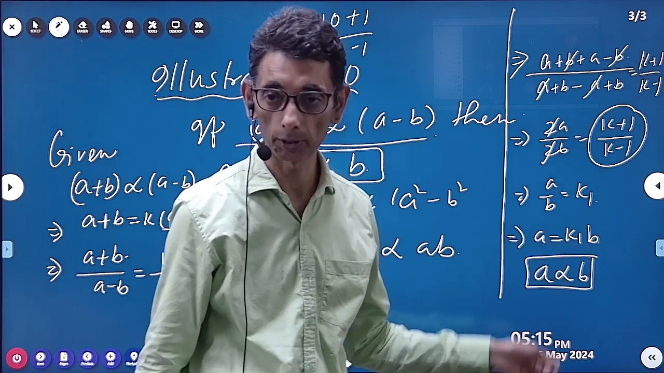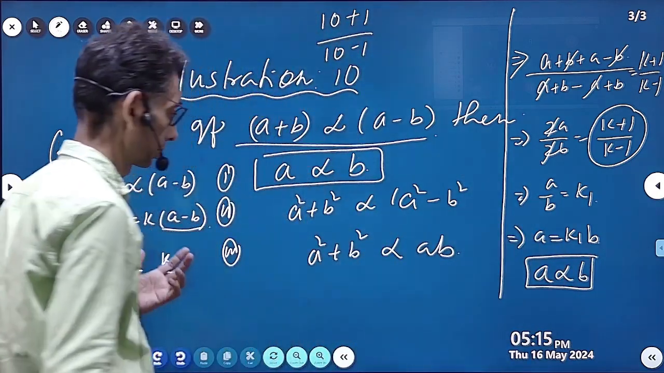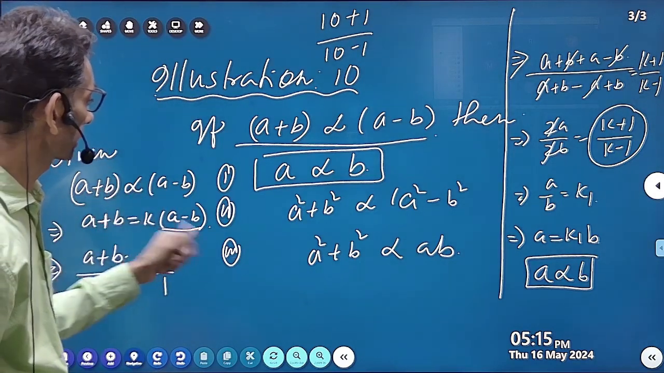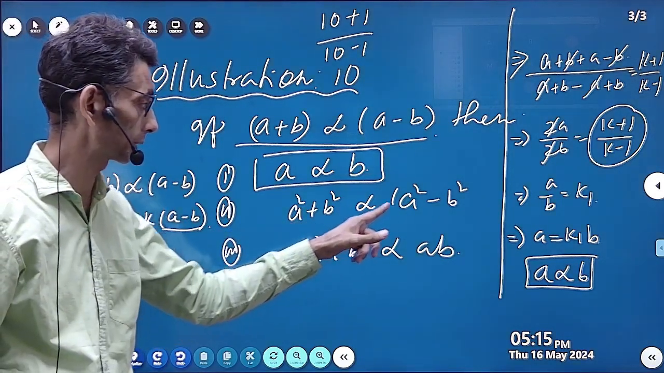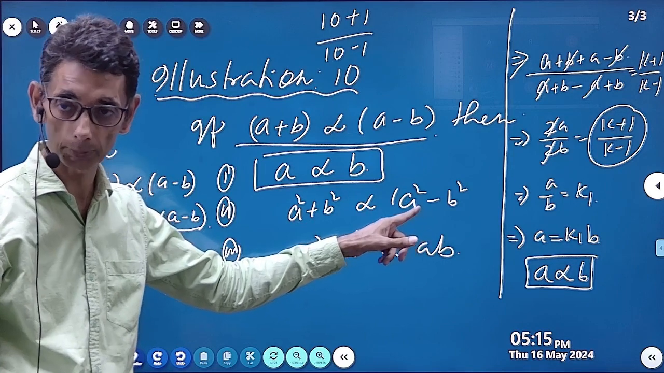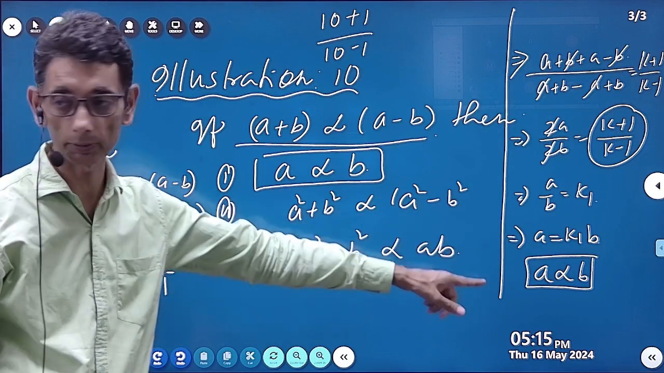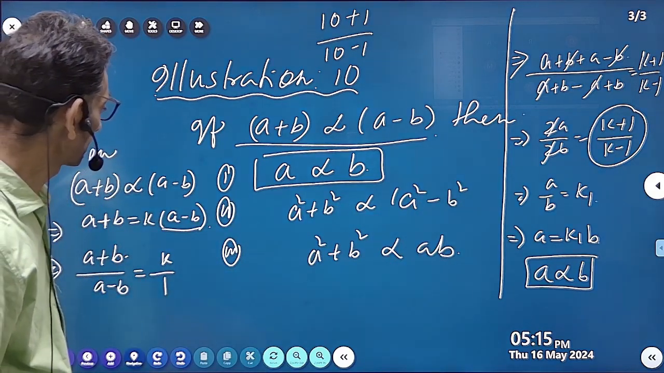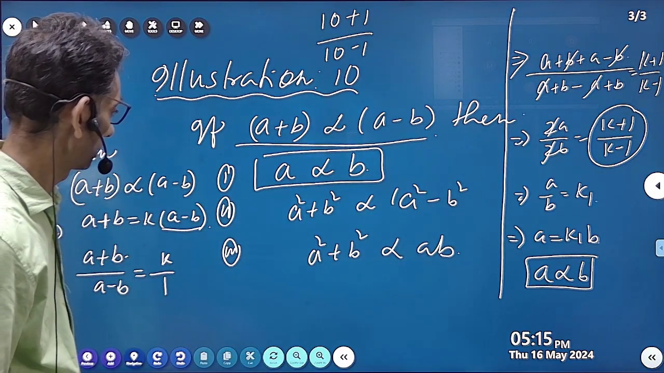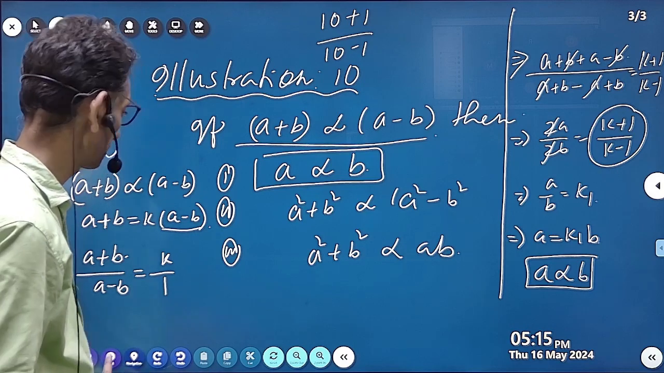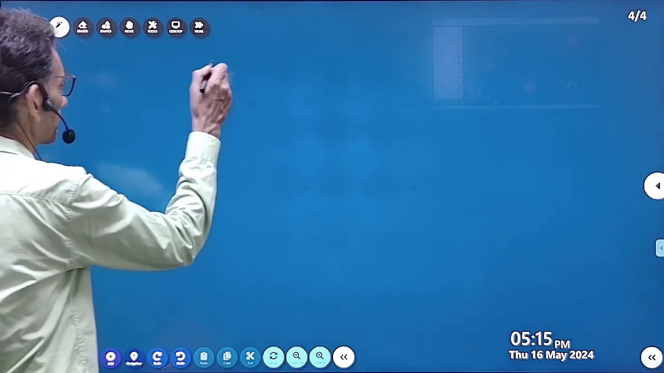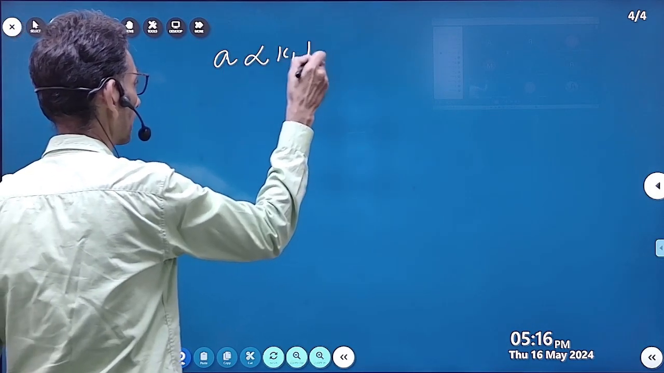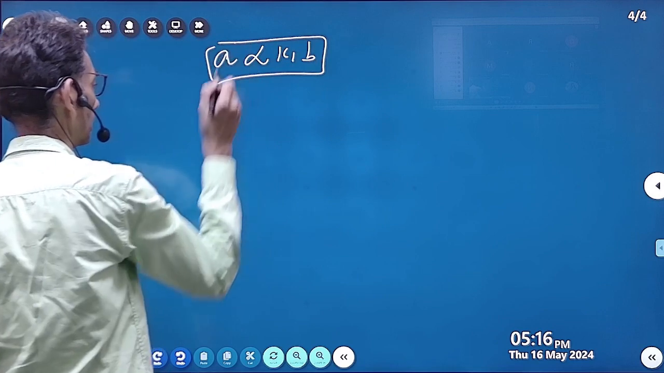Then I can solve the remaining sums. What is the remaining sum? A square plus B square proportional to A square minus B square. But before that you have to solve this. So already you have proved that A is proportional to K1 into B. Keep this in mind.